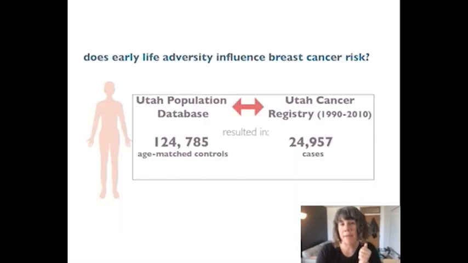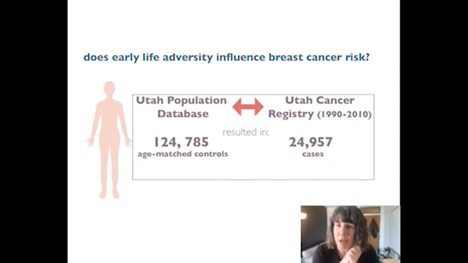So what did we do? We took the Utah Population Database and we took women. We had it matched with the Utah Cancer Registry. So we had data from women diagnosed with cancer from 1990 to 2010. We had 25,000 cases, and then we just age-matched the controls.